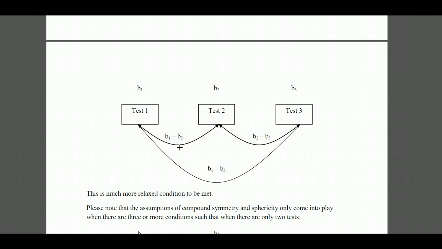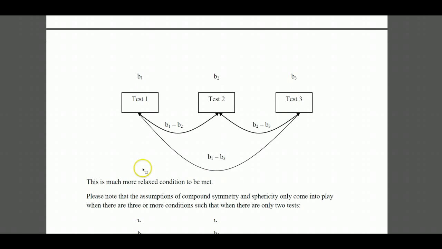So this is a relaxed assumption. Sphericity says, okay, you have to meet HOV like always, right here. And now you have to meet that the differences between the variances between tests are statistically equivalent and equal, versus the covariances in the assumption of compound symmetry, which is a much more stringent condition.